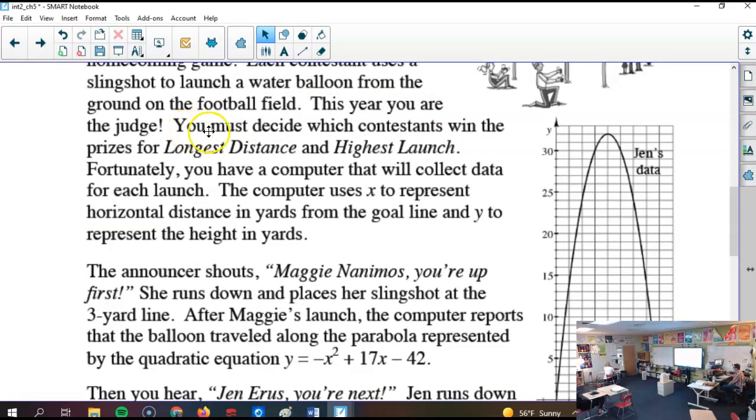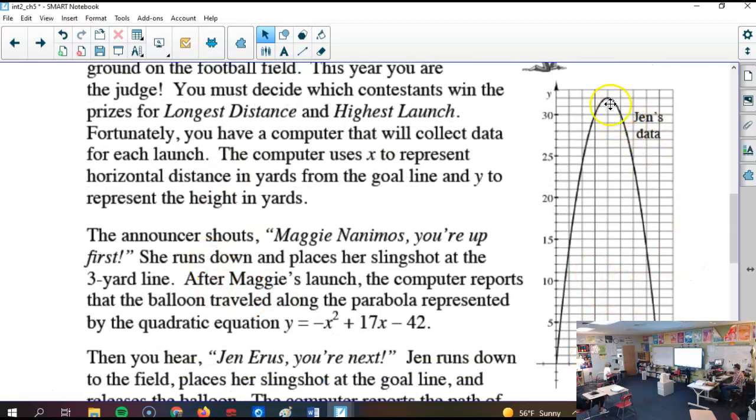This year, you must decide which contestants win the prize for longest distance and highest launch. It does not need to be the same person for both. So we'll have a winner for longest distance, a winner for highest launch. It could be the same person. Does not need to be. So, all right, we've got Jen's everything, right? They give us everything for Jen. We can see how high her balloon went. We can see how far her balloon went. Great.